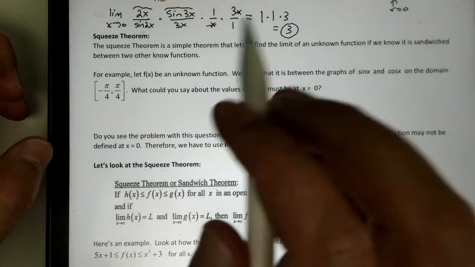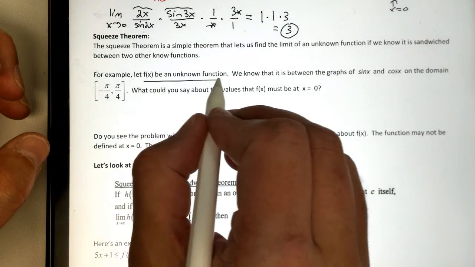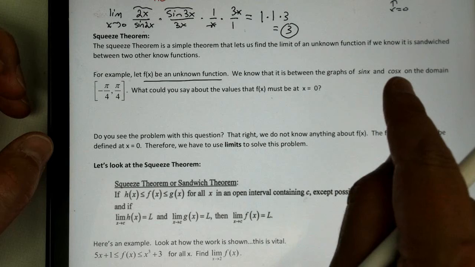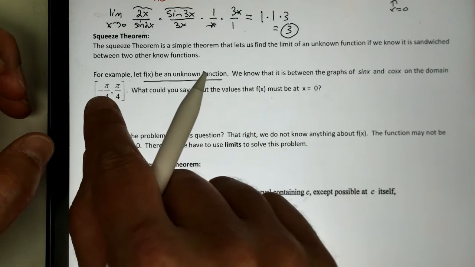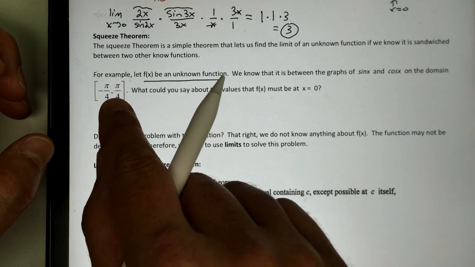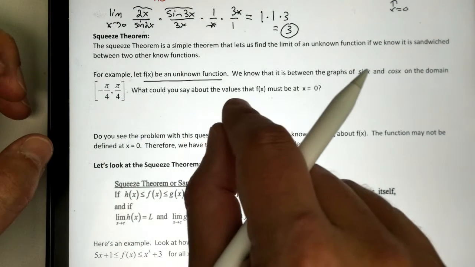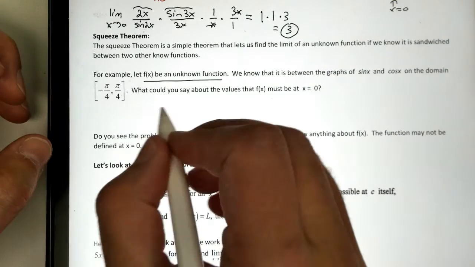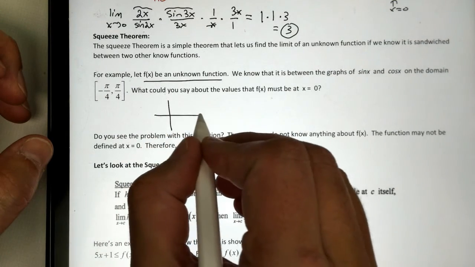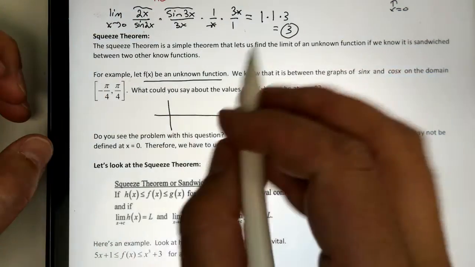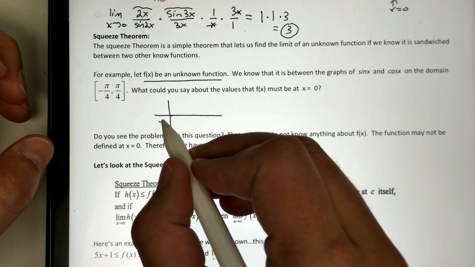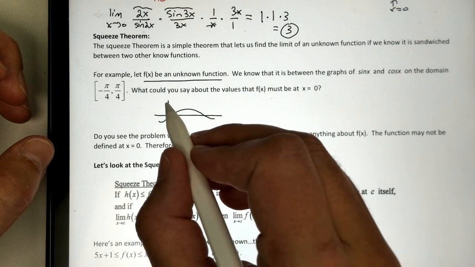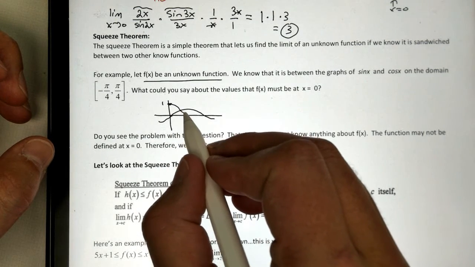For example, let f of x be unknown. Let's say we don't know what f of x is. But we know that it's between the graphs of sine of x and cosine of x on the domain negative pi over 4 to positive pi over 4. What could we say about the values of the function at x equals 0? Well, if we were to graph the sine function right here, sine starts at 0, kind of goes like this. You may remember sine looks like this. And cosine starts at 1. It kind of goes like so.